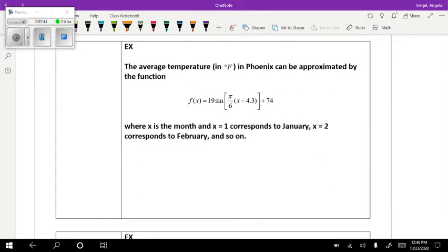Okay, so we are going to apply this equation. The equation's already done for us, so this should be a little bit easier for this problem. See if you can make sense of it, first of all.